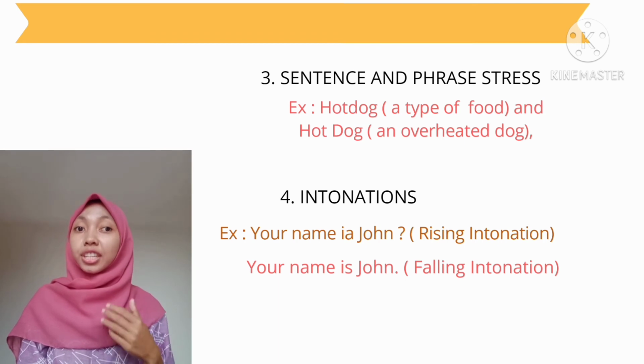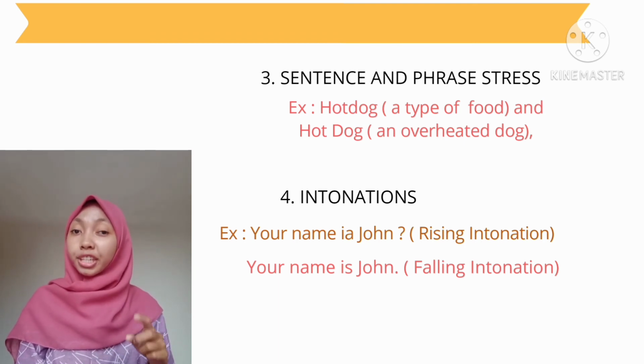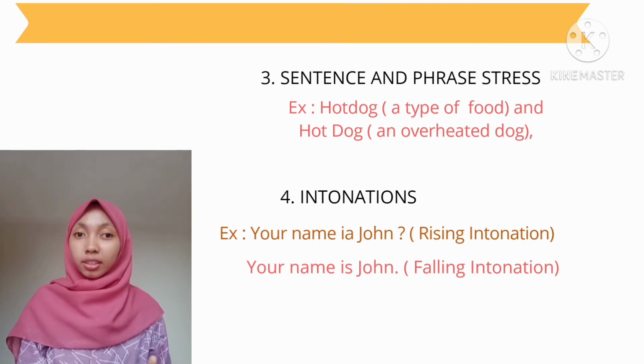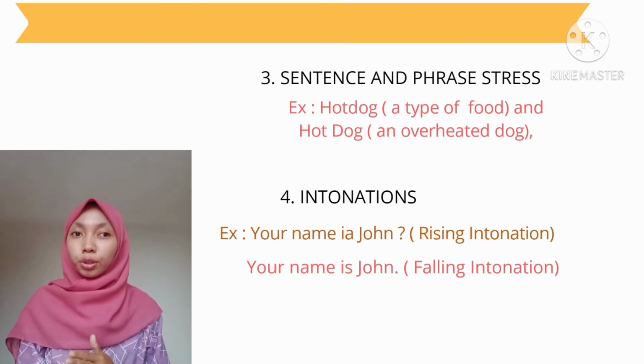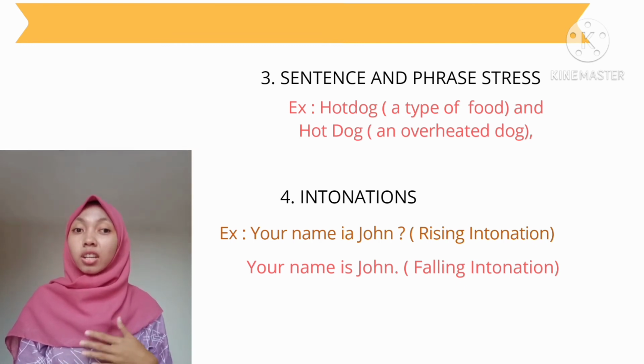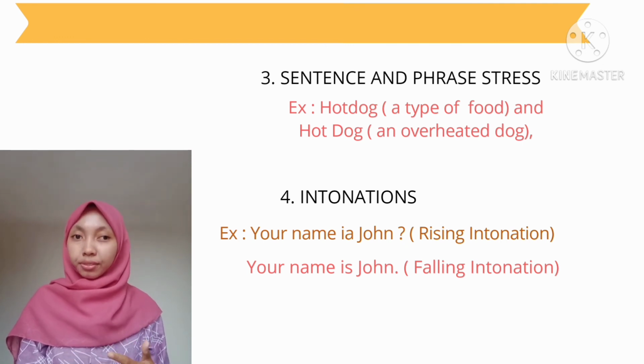Phrasal stress can distinguish a compound noun from an adjective plus noun combination. Example is hot dog, a type of food, and hot dog, an overheated dog. And then red coat, a British soldier, and red coat, a coat that is red.